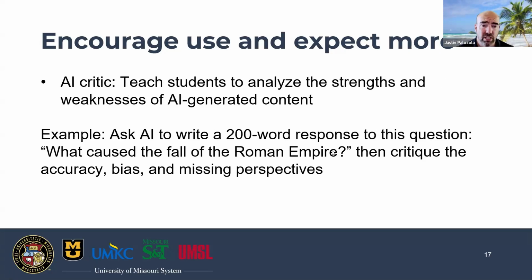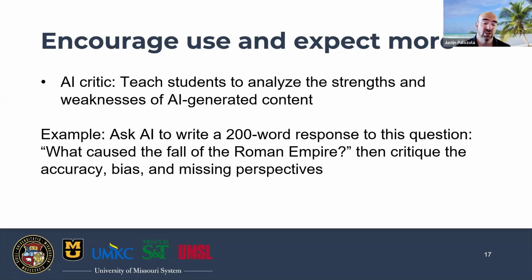So, an AI critic. This is another kind of example assignment, because a lot of you did ask for that sort of stuff. And we're going to dig into a whole bunch here in just a few slides with some of the resources. So, teach students to analyze the strengths and weaknesses of AI-generated content. For example, ask AI to write a 200-word response to this question: what caused the fall of the Roman Empire? Then critique the accuracy, bias, and missing perspectives.